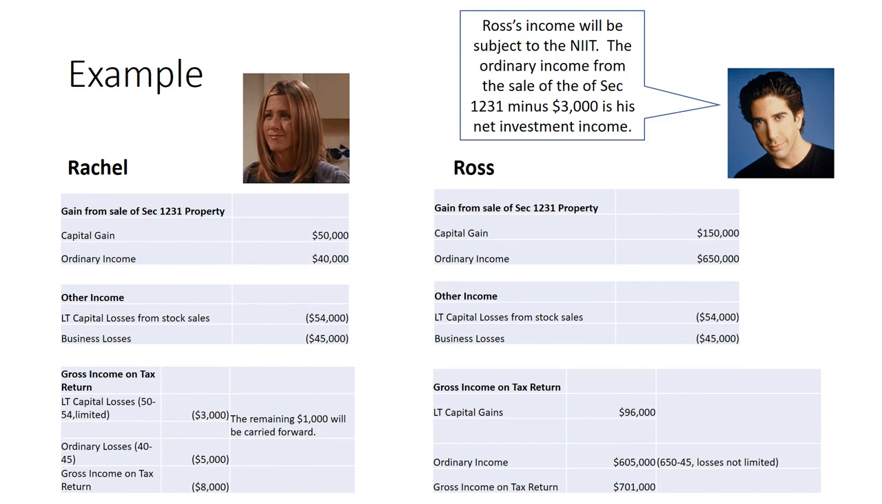So Ross's income will be subject to the net investment income tax. The ordinary income from this sale of Section 1231 is his net investment income, minus the $3,000 loss that he could take on his tax return. So don't forget about that net investment income. When you sell Section 1231 property, it is going to be subject to that net investment income tax.